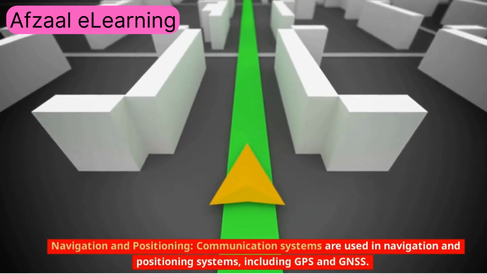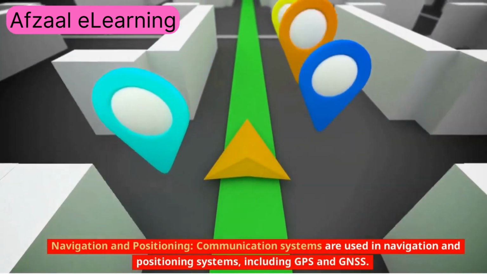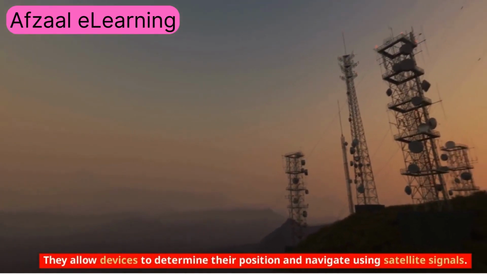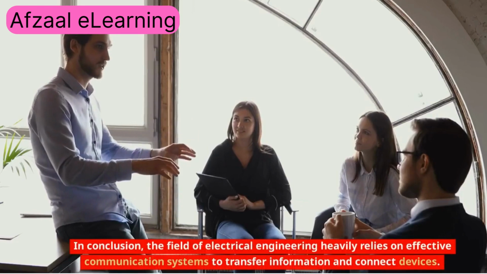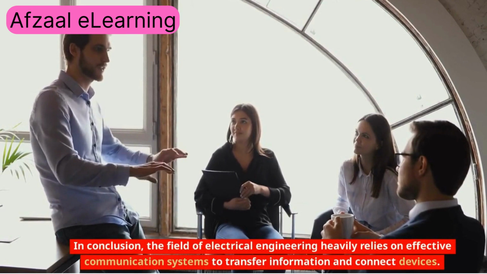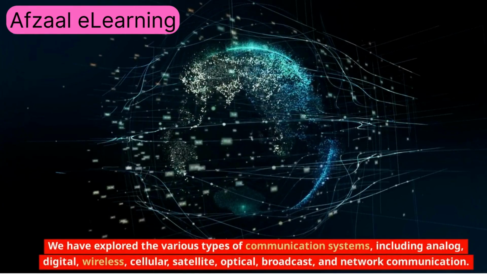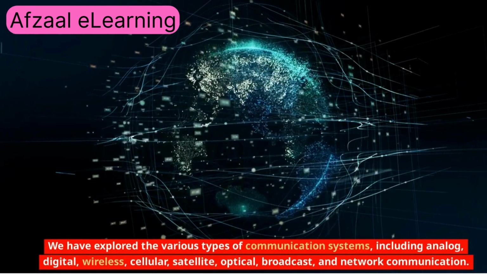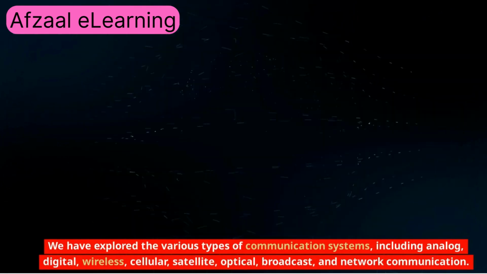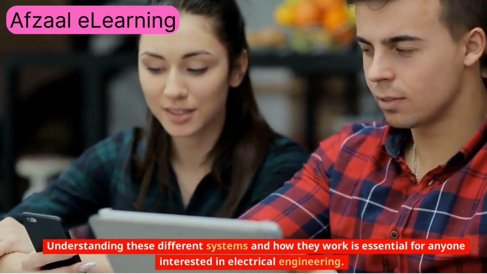Navigation and positioning. Communication systems are used in navigation and positioning systems, including GPS and GNSS. They allow devices to determine their position and navigate using satellite signals. In conclusion, the field of electrical engineering heavily relies on effective communication systems to transfer information and connect devices. We have explored the various types of communication systems, including analog, digital, wireless, cellular, satellite, optical, broadcast, and network communication. Understanding these different systems and how they work is essential for anyone interested in electrical engineering.